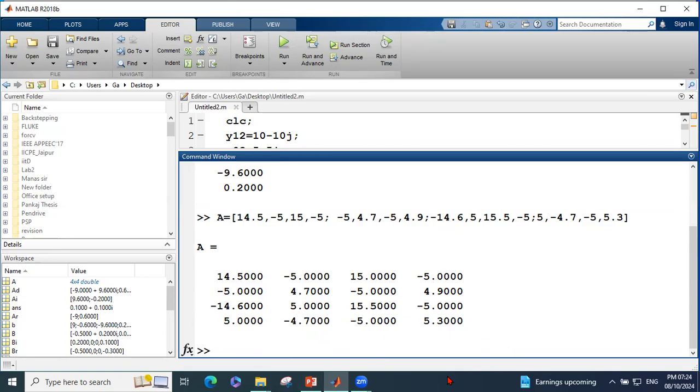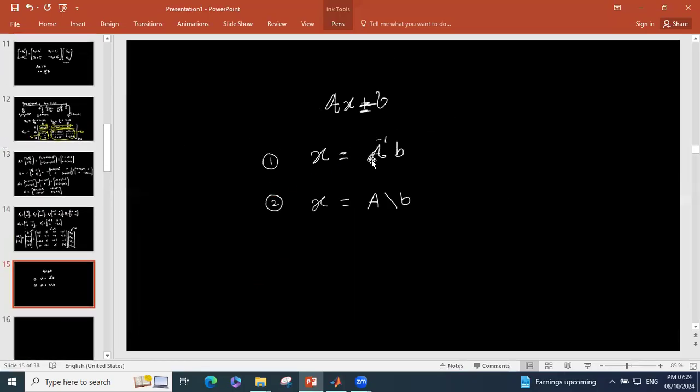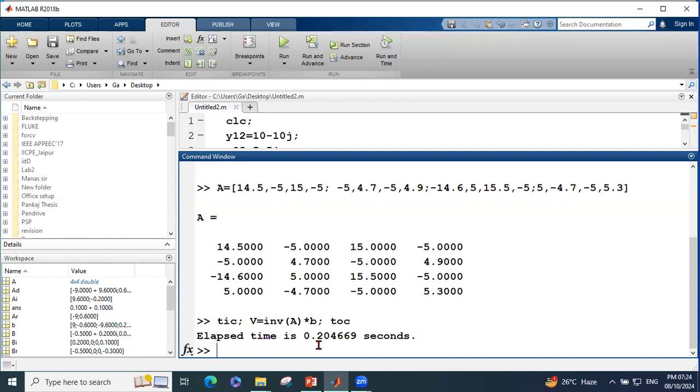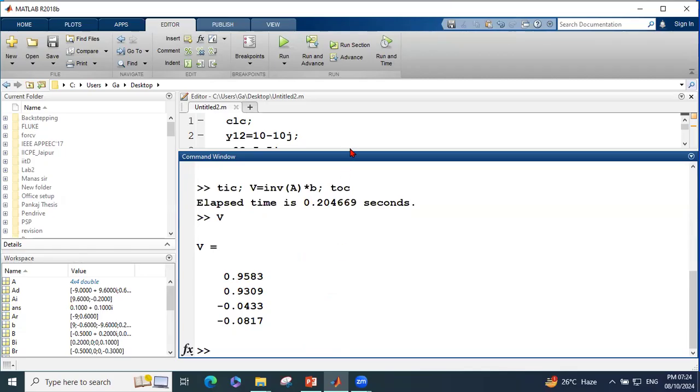And in MATLAB, we have to do the calculation both ways. So let us define V, the first way, as taking the inverse of the A matrix and multiplying that with the B vector. The time taken to execute a command can be calculated using the commands tic and toc. So write tic at the beginning of the code and toc at the end of the code. It gives the time of executing that command. If you run it, you can see the elapsed time is 0.2 second. Let us print the voltage we are getting. So this is the voltage solution.